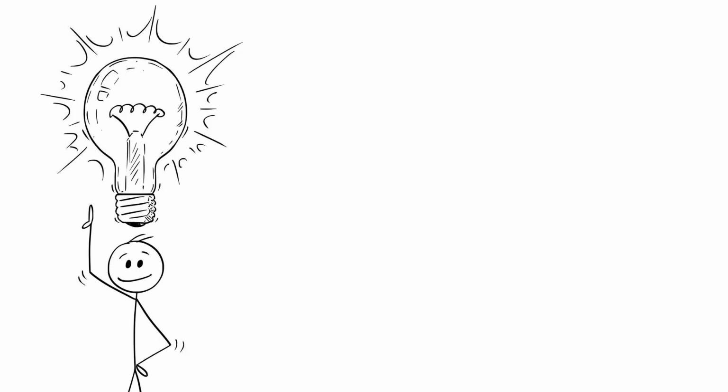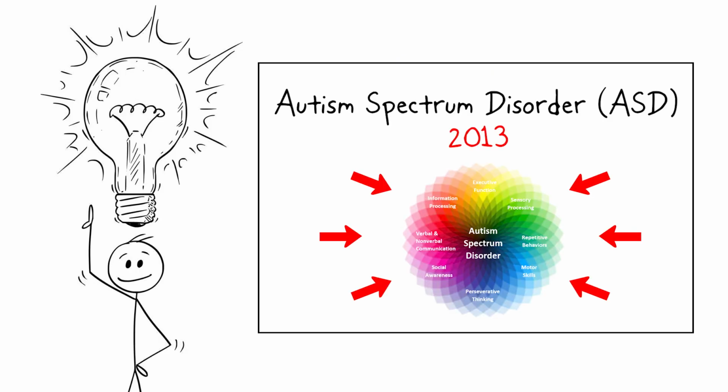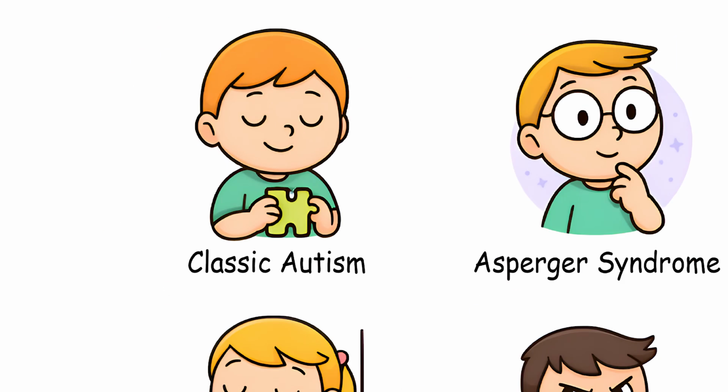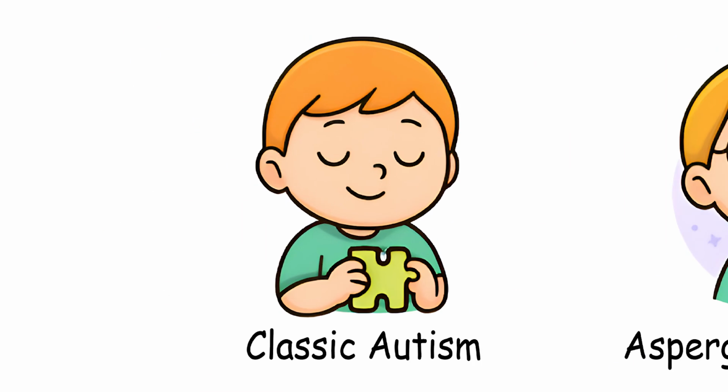Science and understanding have evolved, and many of these types have been bundled under the broader Autism Spectrum Disorder, ASD, since 2013. But they still matter, whether for historical perspective, self-identity, or simply to appreciate the diversity of autistic brains. Classic autism, the OG of autism types.